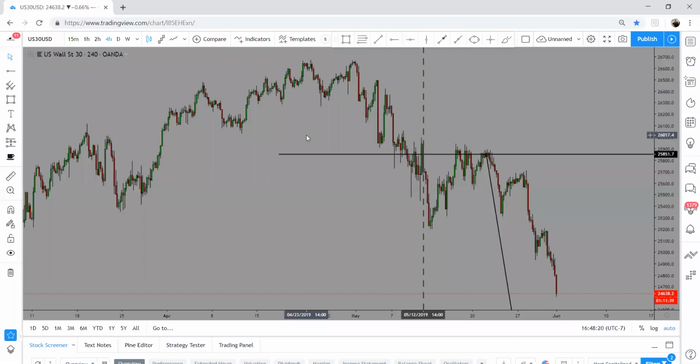So, deuces. What do I use for deuces? I use something called the Renko bars. Okay. You need TradingView Pro Plus.